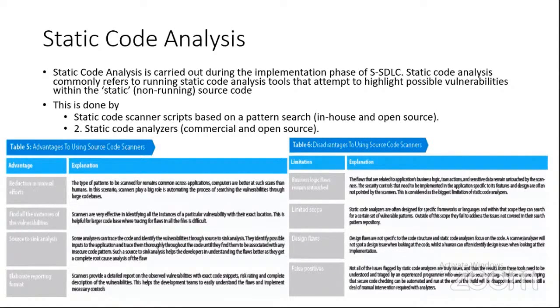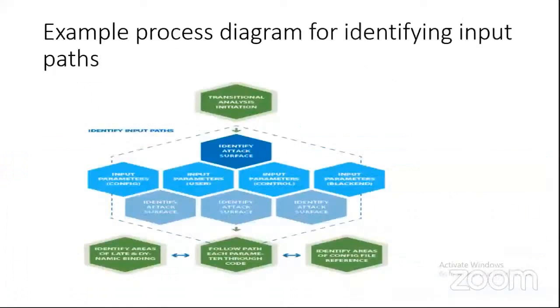There are commercial ones and there are also open source ones. There are of course the ones that you get as part of the modern day development process, and you can find those and you can use them as well. Now this is a rough process diagram for identifying the input paths. So basically, you identify an attack surface, and then you look at all the input parameters, and there are so many of them. Then you follow those parameters all the way through, and then you get an idea.